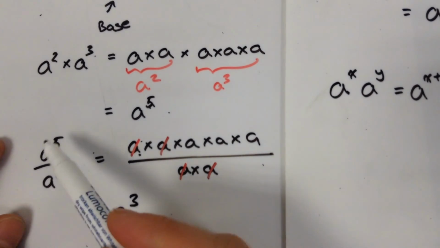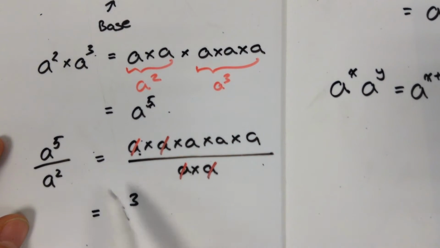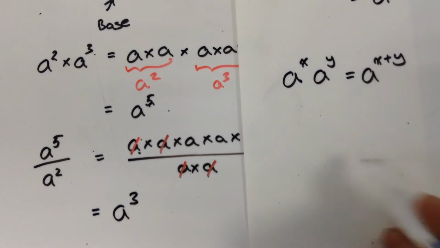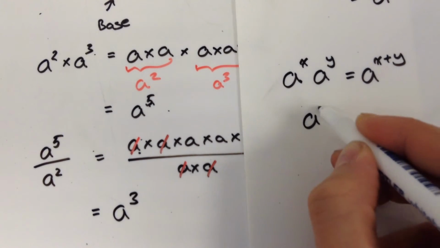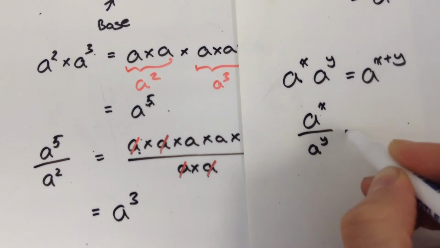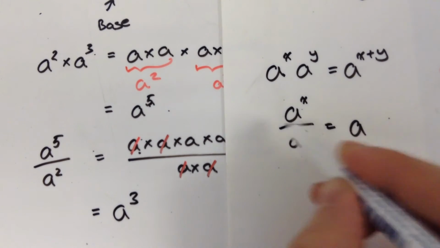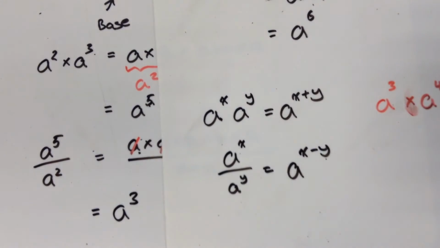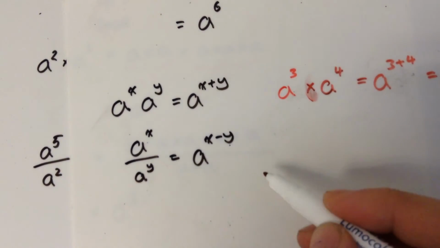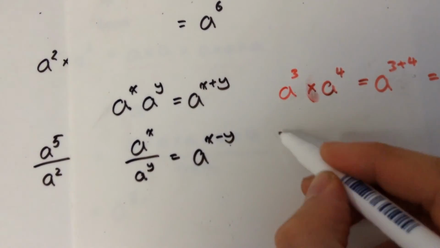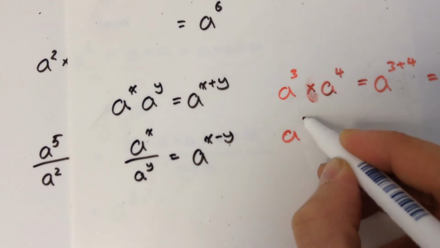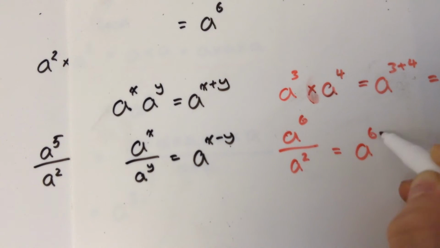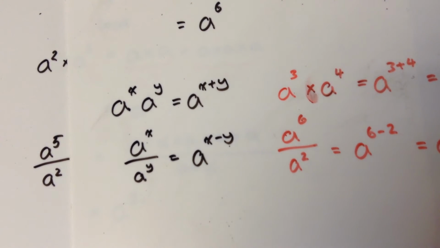The next thing we did was division. So if you look, a to the power of 5 divided by a to the power of 2, you'll see we end up with 5 minus 2 gives us 3. So in this case, when we divide powers, so a to the power of x divided by a to the power of y, we are subtracting the power. So when we divide indices of the same base, we subtract the power, x minus y. So if we have a to the power of 6 divided by a to the power of 2, that is a to the power of 6 minus 2, which is a to the power of 4.